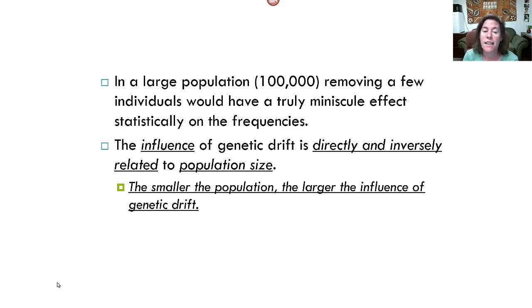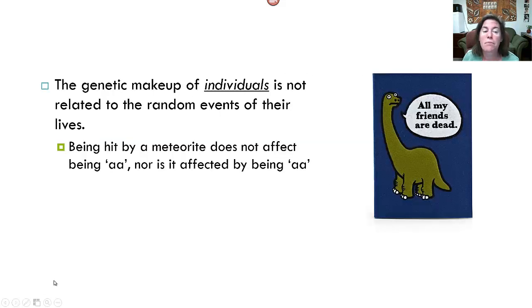So what we say is that the influence of genetic drift is inversely related to population size. That is, the smaller the population, the larger the influence of drift. The larger the population, the smaller the influence of genetic drift. The genetic makeup of an individual is not related to random events of their lives. Being hit by a meteorite does not affect being homozygous recessive, nor is it affected by being homozygous recessive.